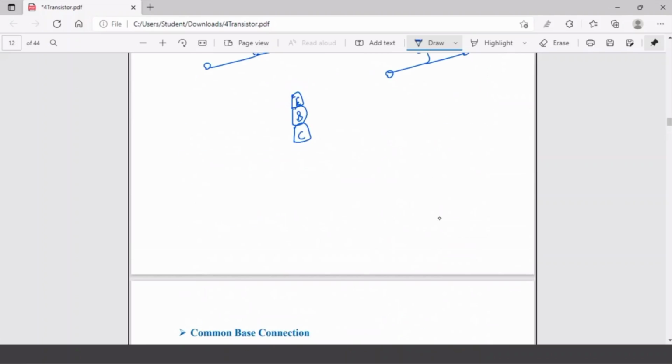Please draw it here, between base and emitter, sorry, between base and collector and between emitter and collector. So this is for the common collector configuration.